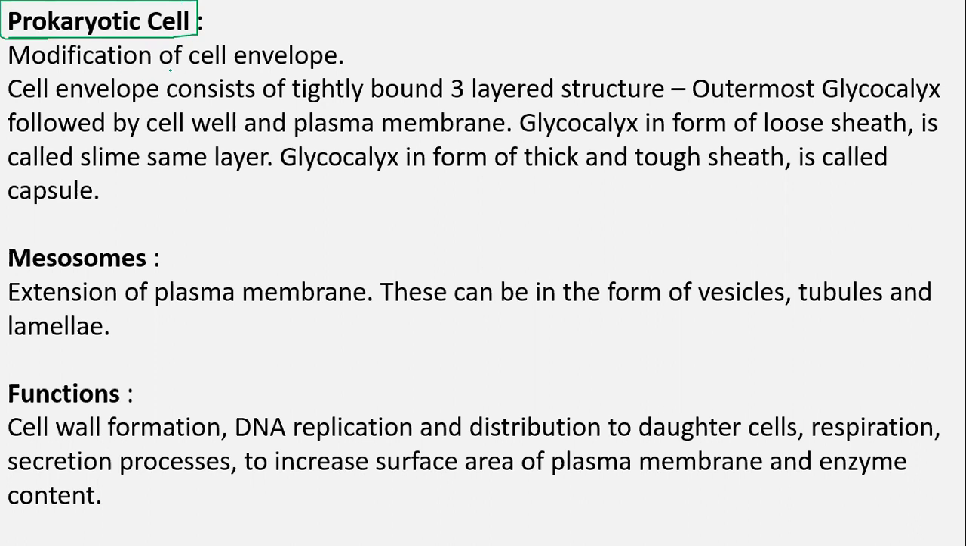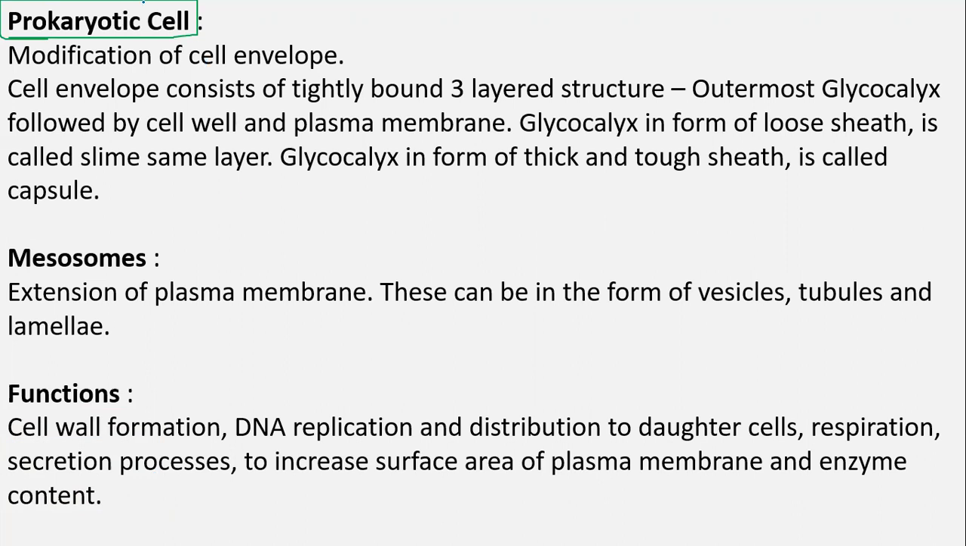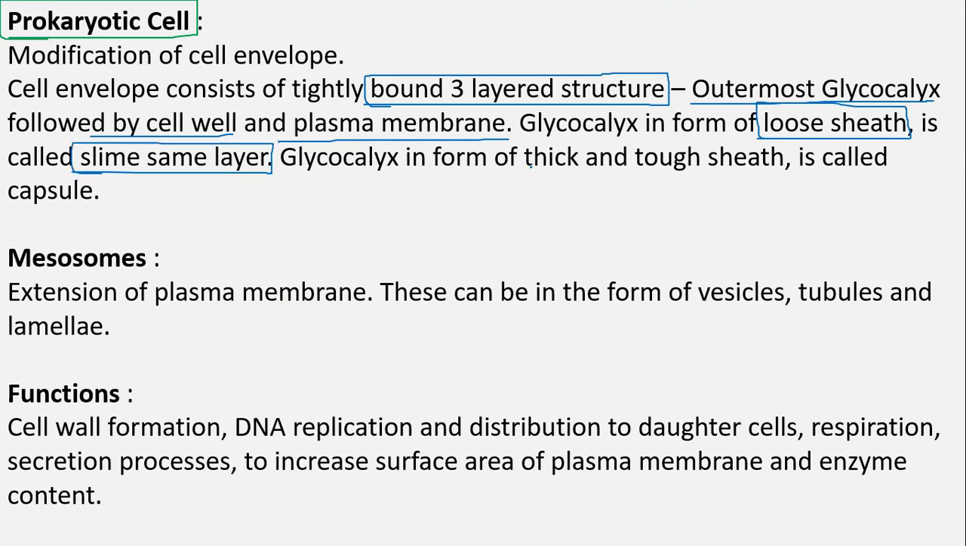Yes. So, modifications of the cell envelope. First of all, we are studying about it. The cell envelope consists of a tightly bound three-layered structure, which is the outermost glycocalyx, followed by the cell wall and the plasma membrane. Glycocalyx is the outermost layer, which may be in the form of a loose sheath, called the slime layer, or the glycocalyx can be a thick and tough sheath, which is called the capsule.